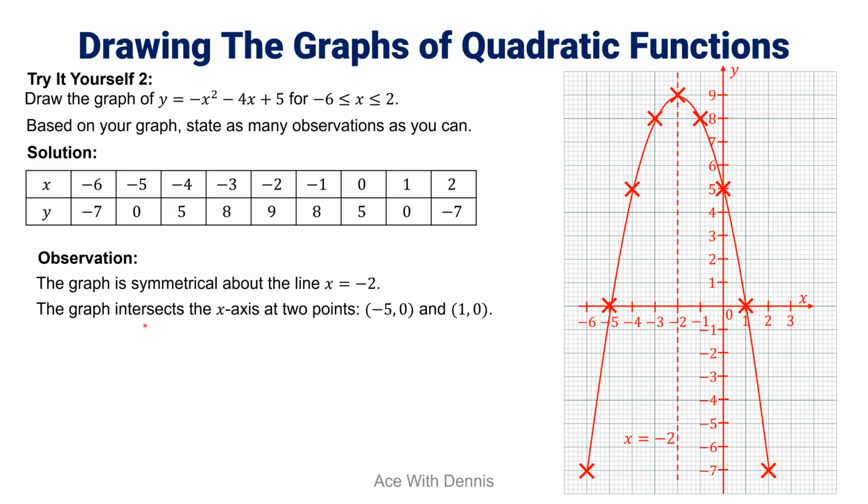The next point we can say is that the graph intersects the x-axis at 2 points. The first point is -5, 0, which is this point, and 1, 0, which is this point.